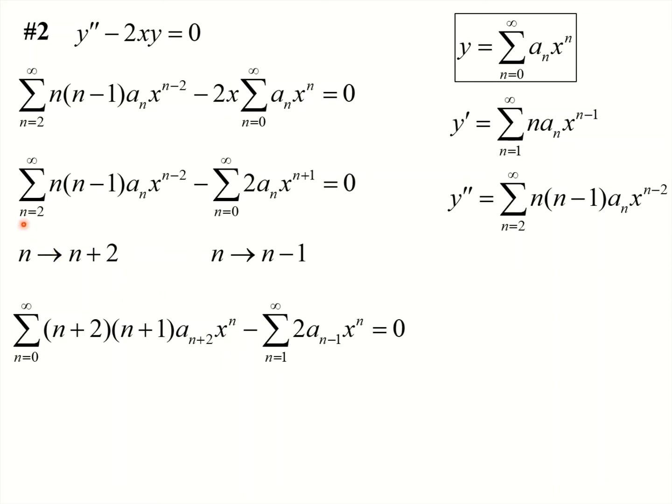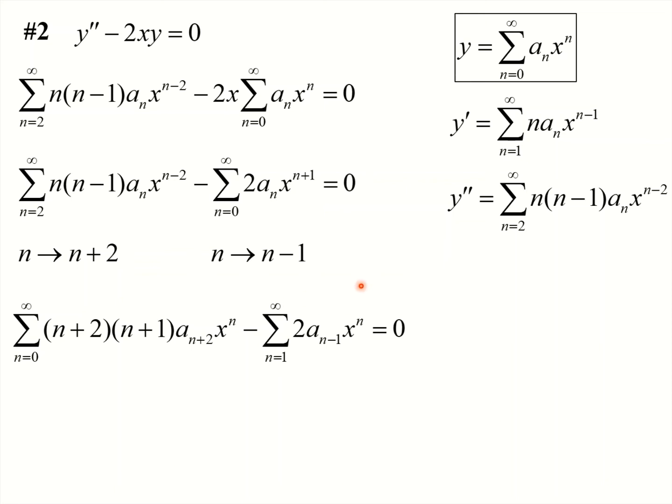This n got replaced with an n plus 2. n plus 2 equals 2, so n equals 0, and as n plus 2 approaches infinity, I can subtract 2, and infinity minus 2 is still infinity. The same sort of deal happens with this guy right here when you replace all those n's with n minus 1's. You can verify that.